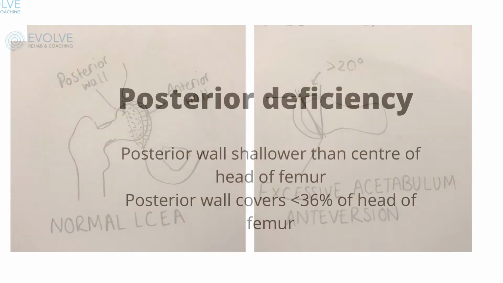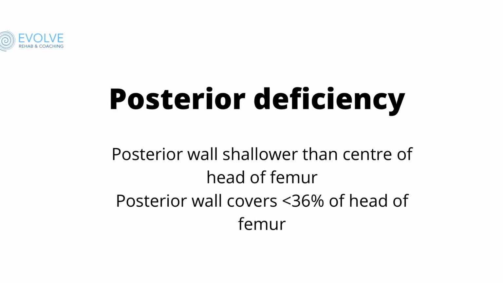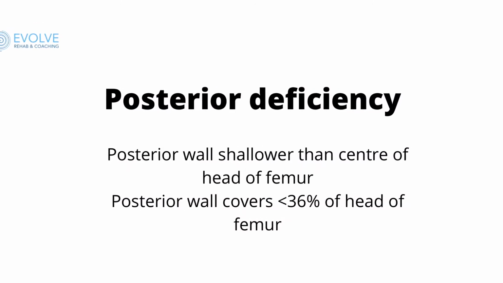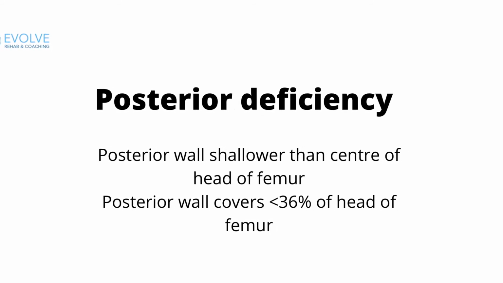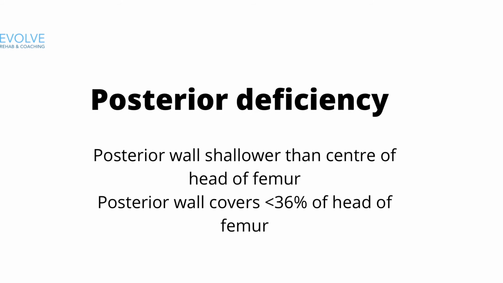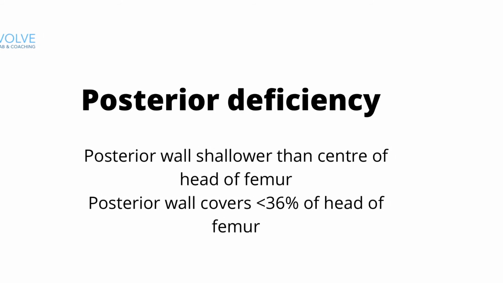And then there's posterior deficiency, which is where the posterior wall is shallower than the centre of the head of femur, and the posterior wall covers less than 36% of the head of femur, and generally the anterior wall is going to be over covered here.